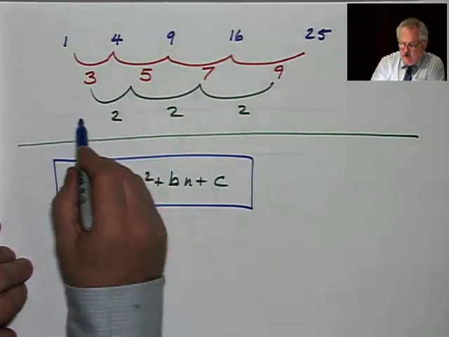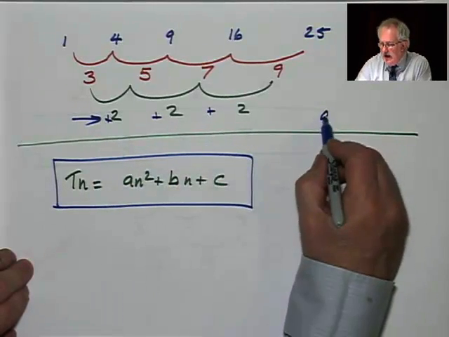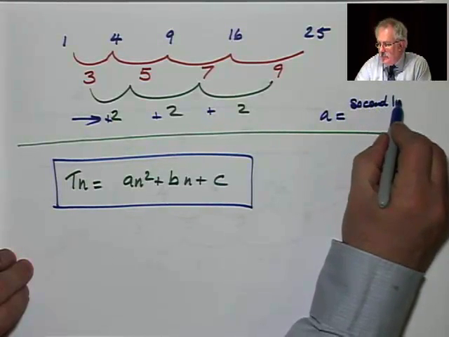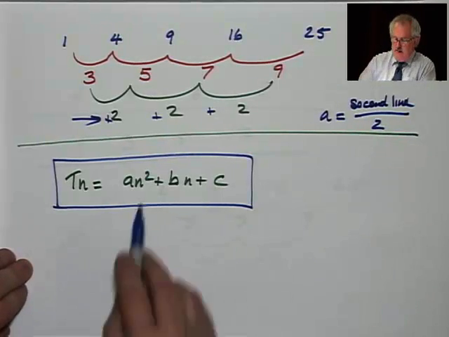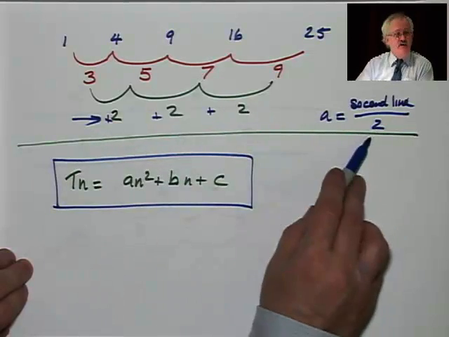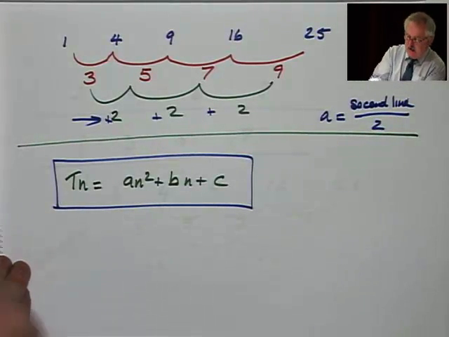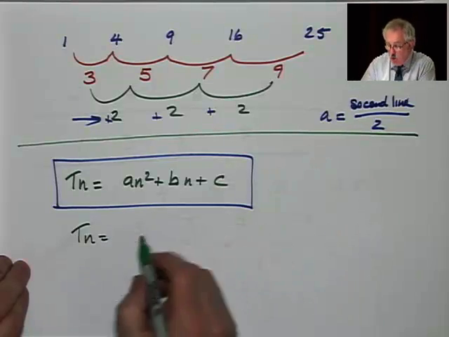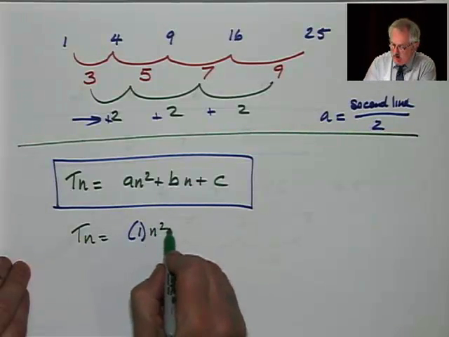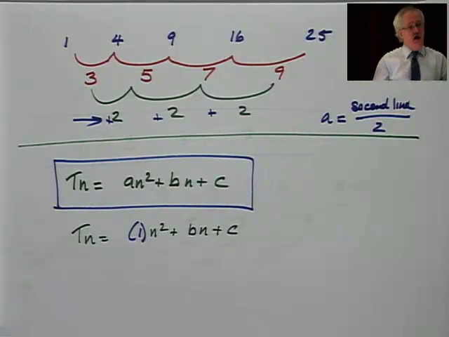What you do is you go to the very bottom line here, the plus at the end. And a is equal to this second line divided by 2. So whatever this number turns out to be, if that's 2, a is 1. If that's 4, a is 2. If that's 46, it's 23. So actually what we're getting is that Tn is now equal to 1 n squared plus bn plus c.